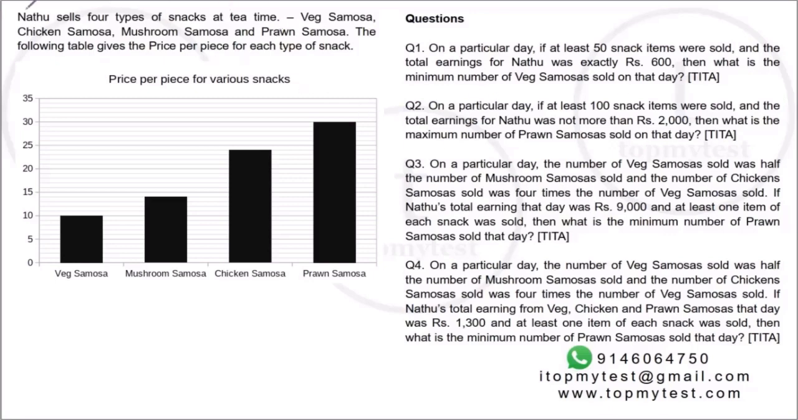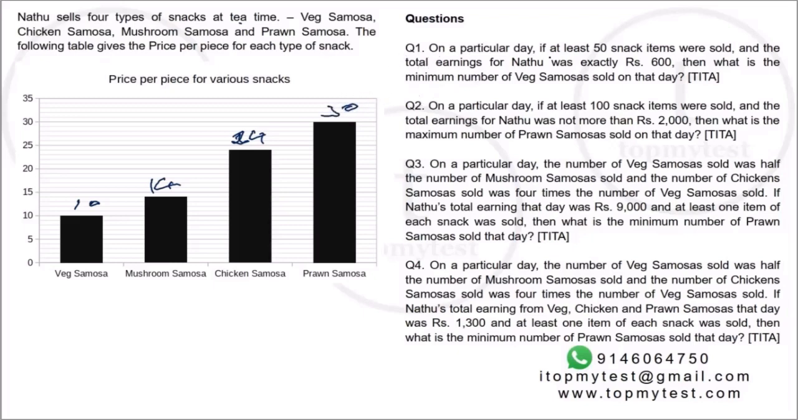So the set says, Nathu sells 4 types of snacks at tea time: veg samosa, chicken samosa, mushroom samosa and prawn samosa. The following table gives the price per piece of each type of snack. One veg samosa costs 10 rupees, one mushroom samosa costs 14 rupees, one chicken samosa costs 24 rupees and one prawn samosa costs 30 rupees.